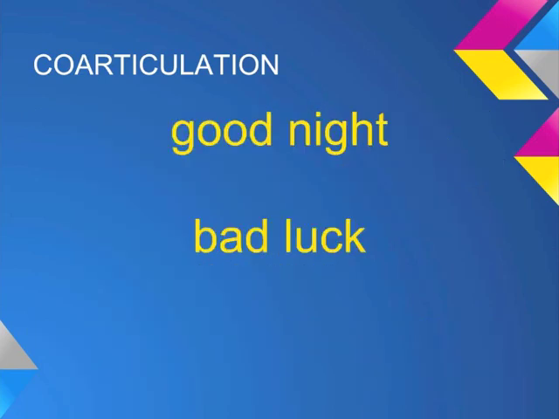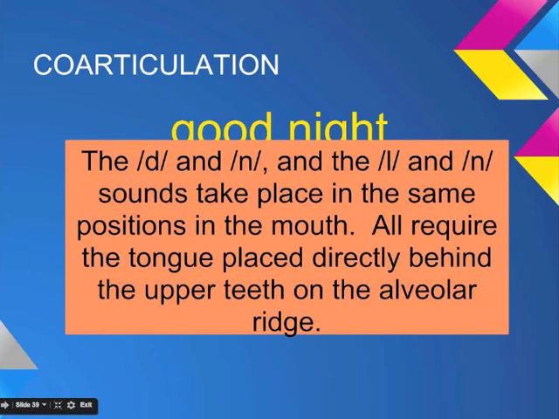So notice how these sounds will kind of occur in the same place. Now the d and n sounds and the l and n sounds all take place in the same positions in the mouth. All require taking your tongue and placing it directly behind the upper teeth on what is called the alveolar ridge. So try these sounds again. D, n. Notice how your tongue is positioned in the same location. Try l and n. And once again, you will see that they take place in the same position.